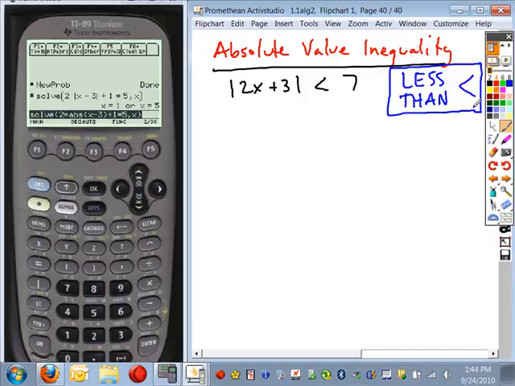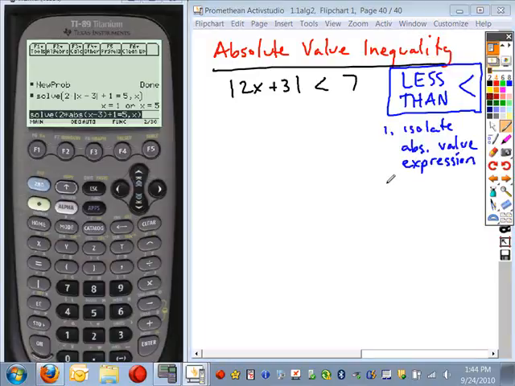Okay, question? What you need to do is, again, isolate your absolute value expression first. Once you isolate, so in this case it's already isolated, then what you're going to do is sandwich the expression. What sandwiching means is we're going to take this expression that's inside our absolute values and sandwich it.